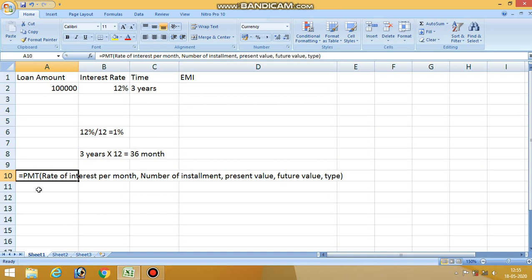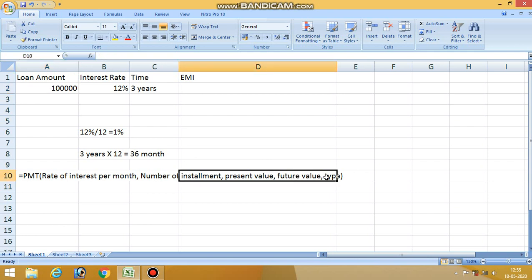If you want to calculate the EMI, then first of all you have to type PMT. After that, in bracket you will type the rate of interest per month, then after a comma you will type number of installments, then the present value of the loan, then future value of the loan, and then the type. Here present value is the loan amount, that is rupees 1 lakh. Future value will be 0 all the time, and type will be either 1 or 0.